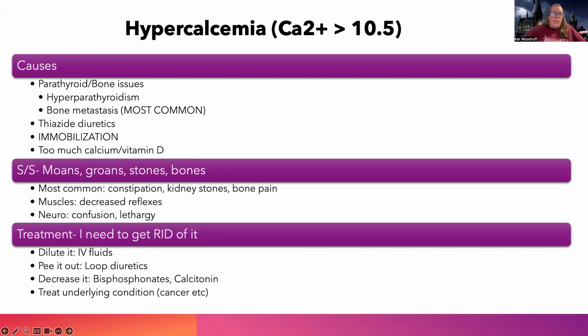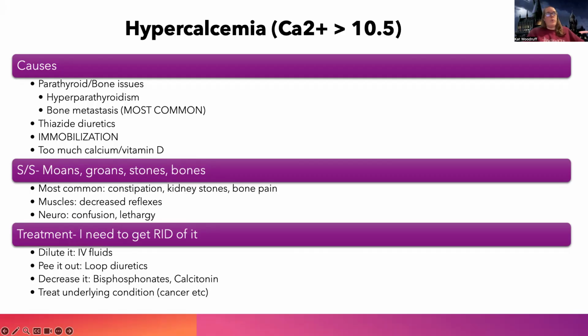A little thing to help you remember the signs and symptoms: moans, groans, stones, and bones. So the most common things you're going to see are things like constipation, kidney stones, and bone pain. Because again, the bone pain can be from the hypercalcemia, but it's usually more because of the underlying issue, like underlying metastasis. They can have decreased reflexes, like their deep tendon reflexes. They might have confusion or lethargy as well.